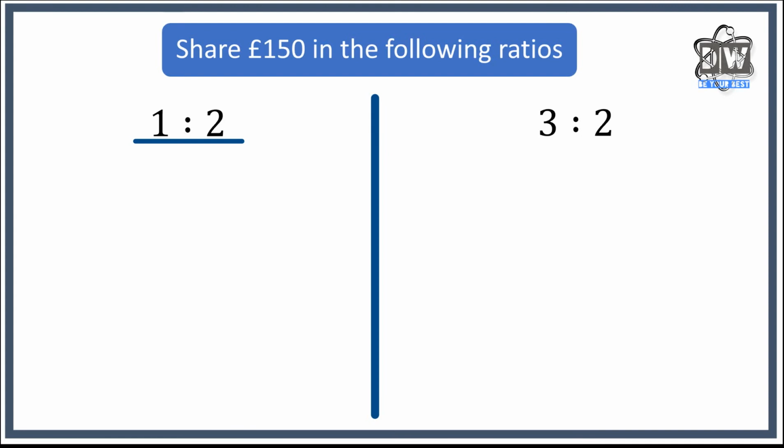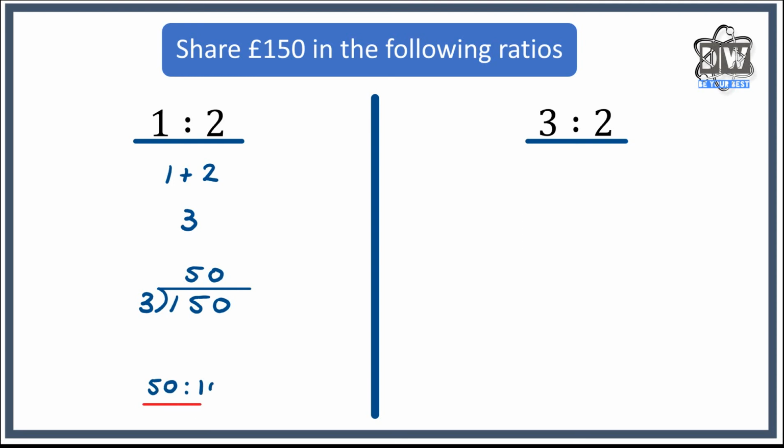So on this one, we're sharing £150 in the following ratios, 1 to 2. So first step is to add the ratios together, isn't it? 1 plus 2 gives us 3. We're going to take 150 and divide it by 3. That gives us 50. So the value of 1 is worth 50. So it's going to be 1 times 50 gives us 50, and 2 times 50 gives us 100. So one person's going to get £50, the other person's going to get £100.